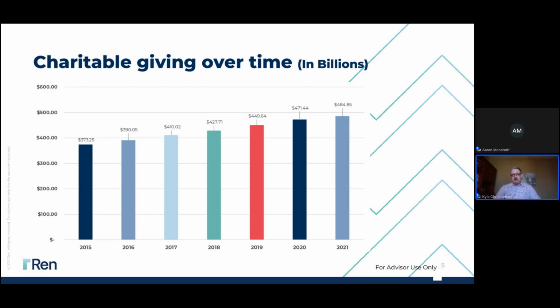And in fact, what we see here from 2015, when the total charitable giving was at $373 billion, all the way up to 21, when it was $484 billion. So you can see that there is an increase year over year with charitable giving from 2015 to 2021. And this is despite the performance of the market itself.